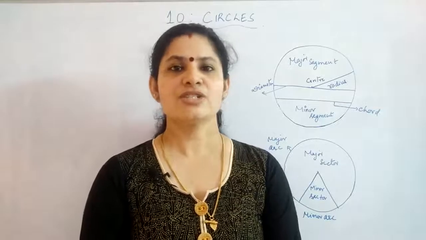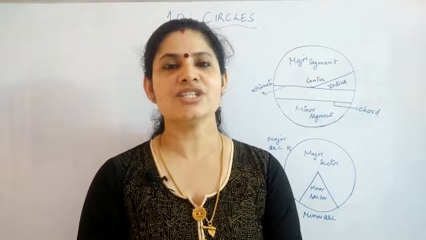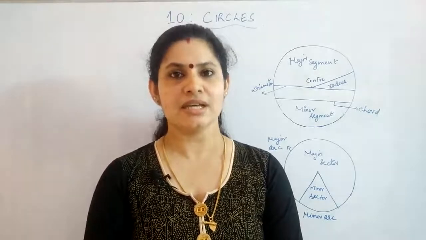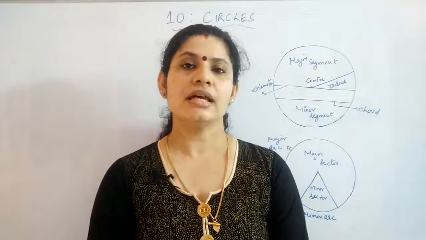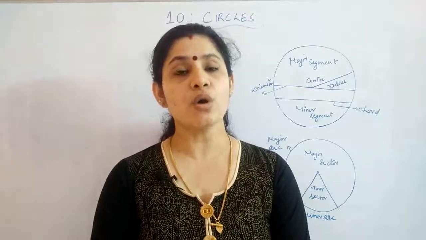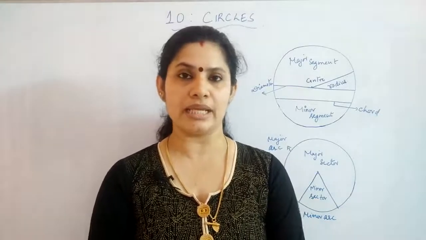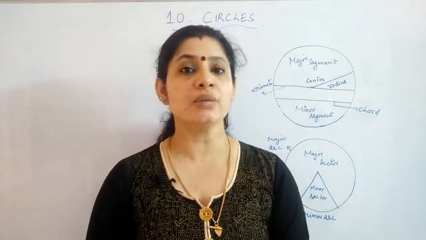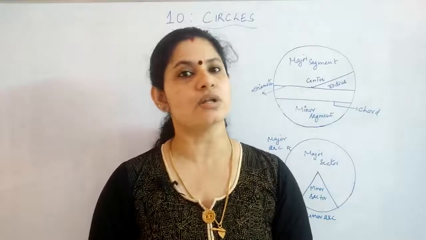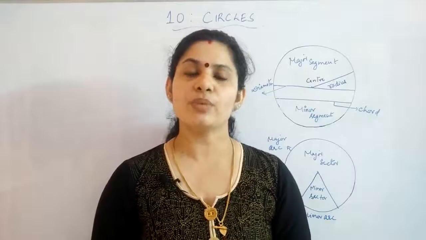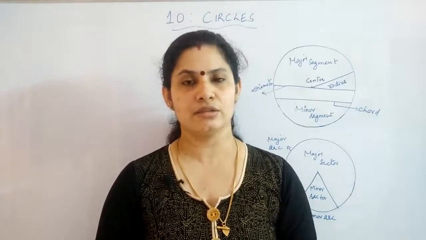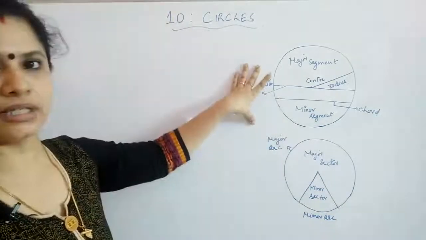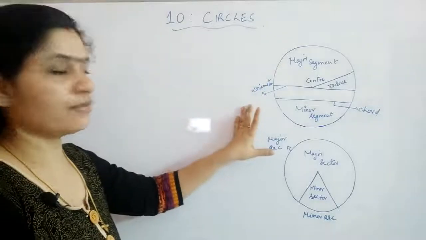Hello everyone. Today we are starting a new chapter, chapter number 10, circles. Now what is a circle? It is a collection of all those points in a plane which are equidistant from a fixed point. Now when we say equidistant, that constant distance is called the radius and the fixed point is called the center.